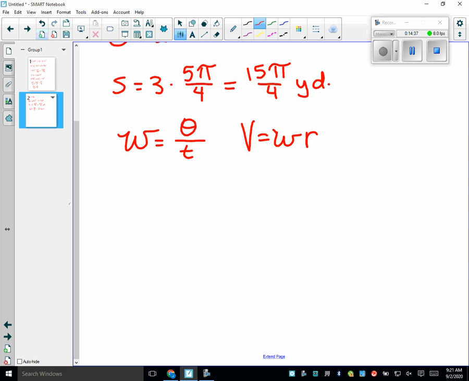So we have a ceiling fan rotating at 80 revolutions per minute, and the length of the blade is 3 feet. What is the angular velocity?